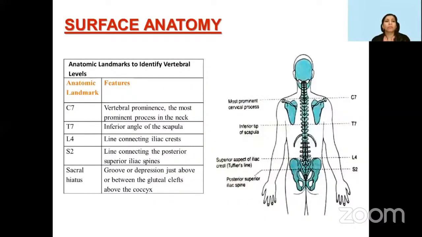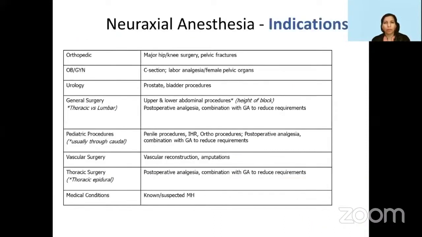In the surface anatomy, C7 is the most prominent process in the neck, and T7 corresponds to the inferior angle of the scapula, while L4 is at the level of the line connecting the iliac crests, and S2 is at the level of the line connecting the posterior superior iliac spines.